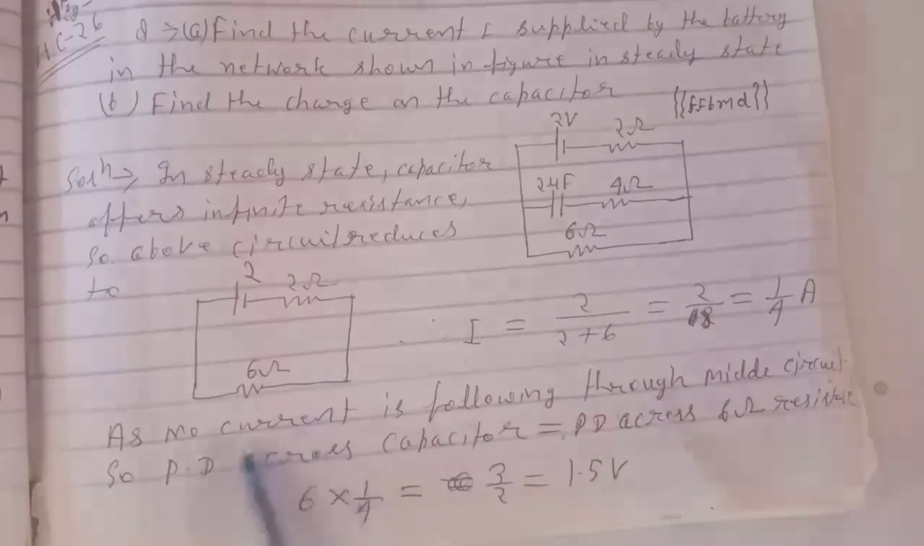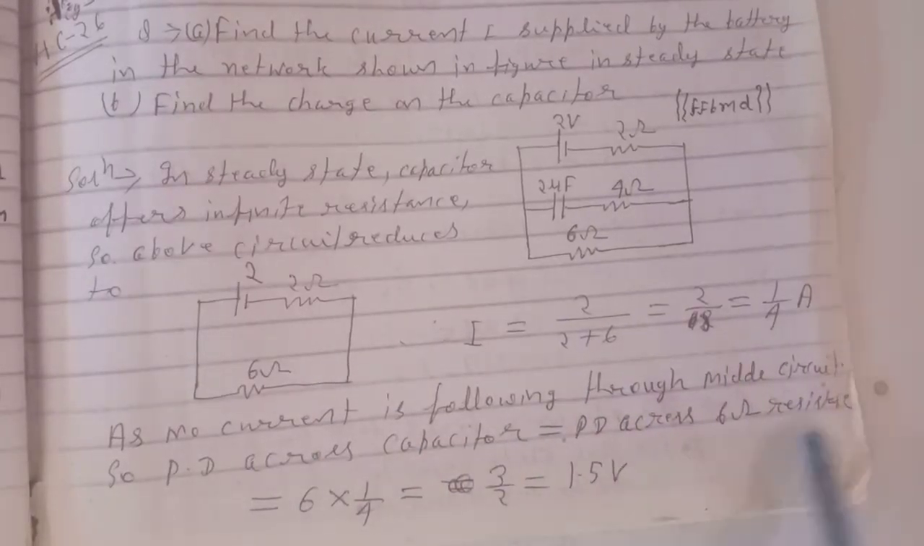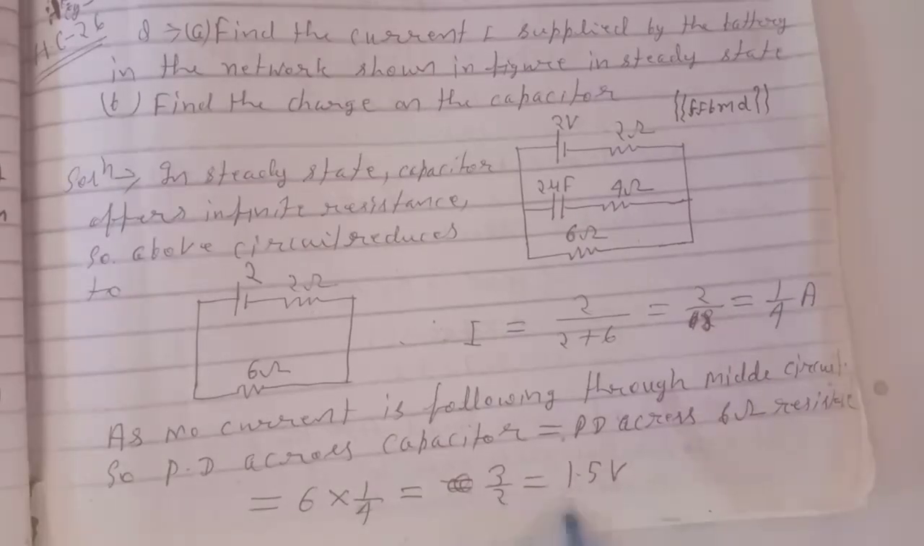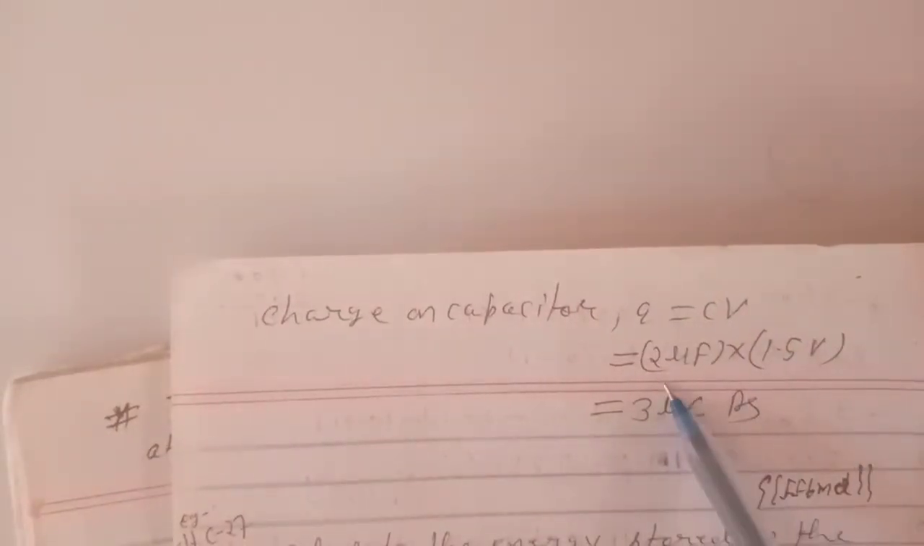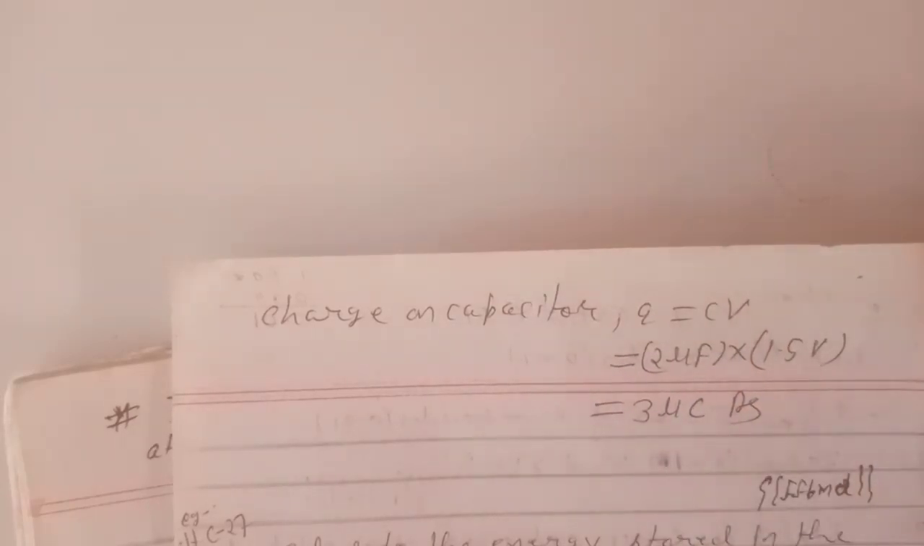As no current is flowing through the middle branch, the PD across the capacitor equals the PD across the 6 ohm resistance, 6 into 1 by 4, 3 by 2, 1.5 volt. So the charge on the capacitor Q equals CV, 2 microfarad into 1.5 volt, equal to 3 microcoulomb. Answer.